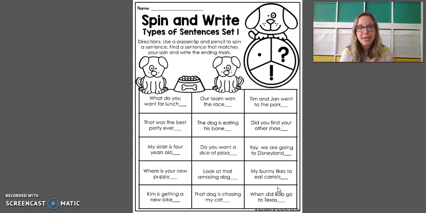So go ahead and finish this page up, get all of your end marks put in for each of those sentences, and I look forward to seeing these on Class Dojo.